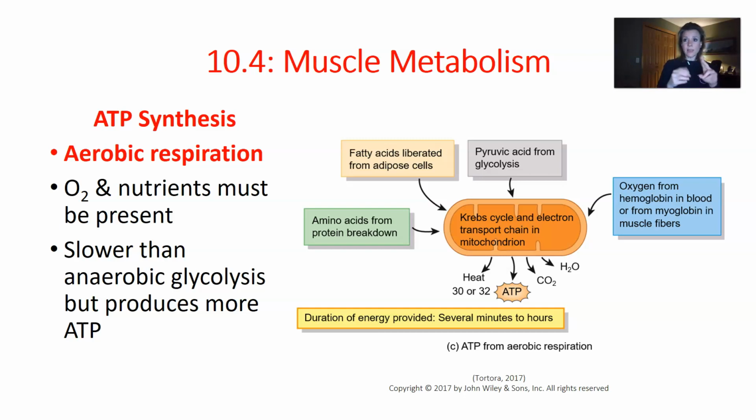And myoglobin and hemoglobin work similarly, in that when oxygen levels are low, they are going to change their configuration and release oxygen for use by the muscle cells. When oxygen levels are high, then they retain and kind of store. They're like a storage place for oxygen molecules, so that those oxygen molecules can be at the ready when they're needed for muscle contraction.